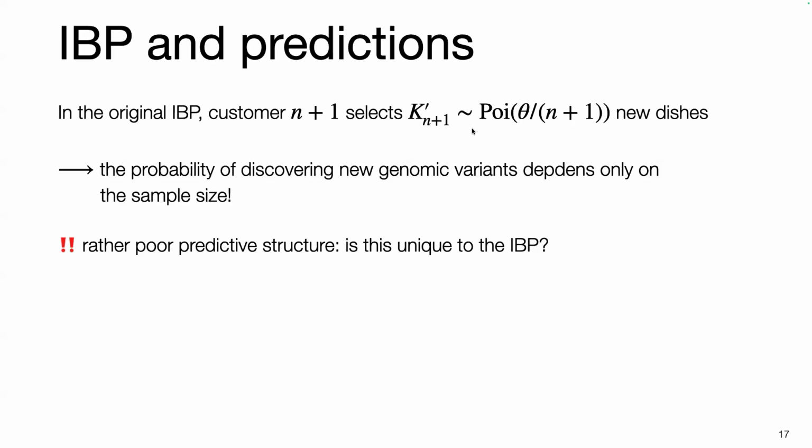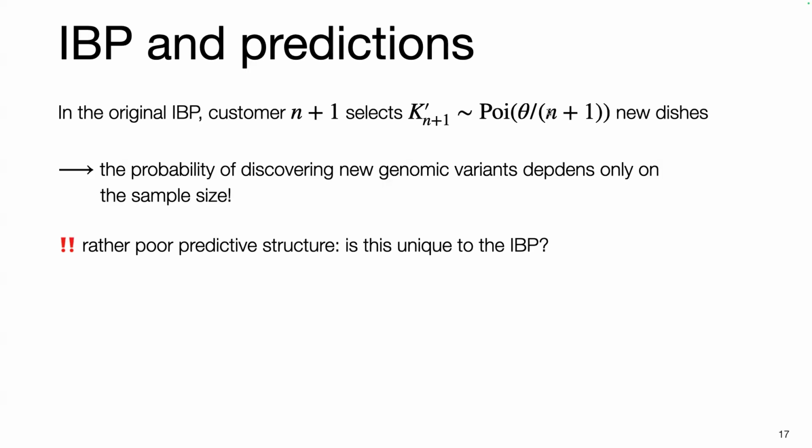And in the original Indian buffet process, we have that the extrapolation procedure, that is, how many new features are selected by customer n plus 1, this random variable is a Poisson with parameter that depends only on the sample size. So if we go back to one of the applications I was mentioning, this means that if we assume the Indian buffet process for the genomic variant study, the probability that I will discover new genomic variants in the future depends only on the sample size, regardless of basically whatever I have seen in the samples.